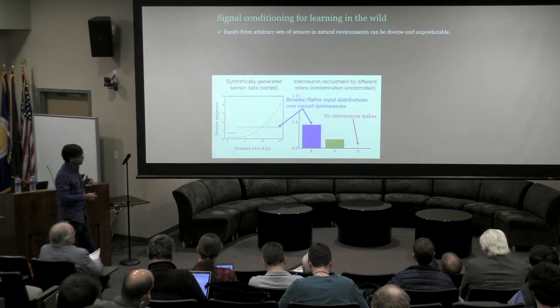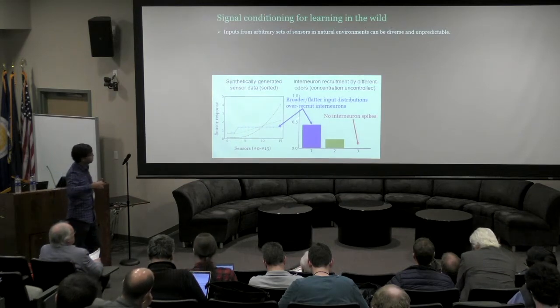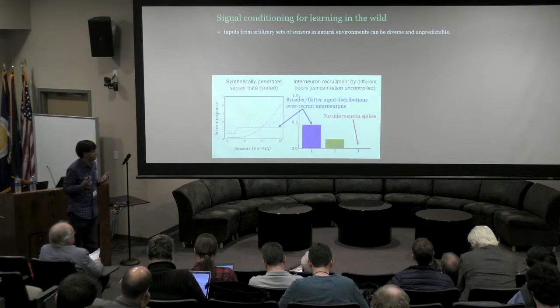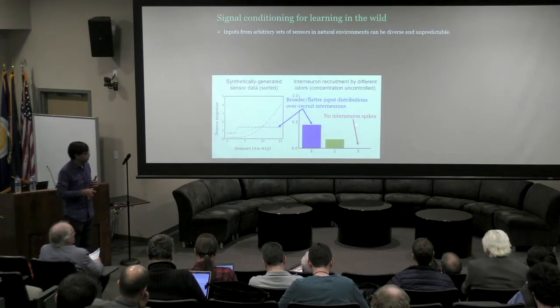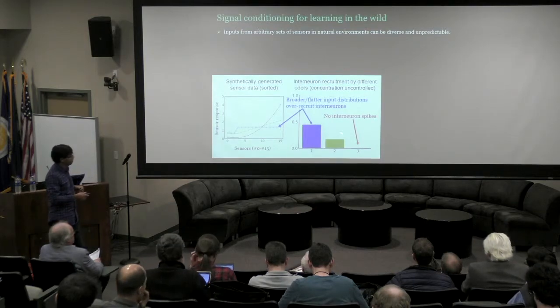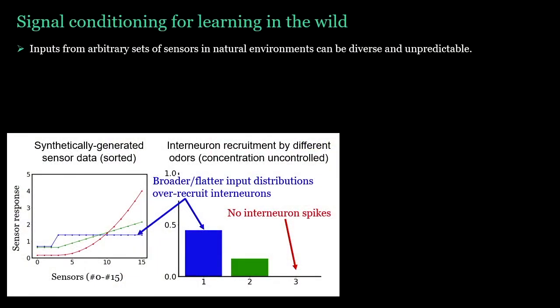And here the x-axis indicates the odor sample indices, and the y-axis indicates the fraction of interneurons, the granule cells, that spike for each of these odors. Now, if you see, they're widely different. And for one of the cases, it is 0, and we don't want that. In an attractor network, for all of these odors, you want at least some of the interneurons to spike.